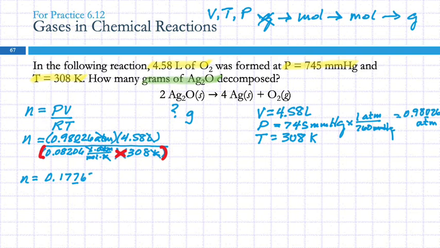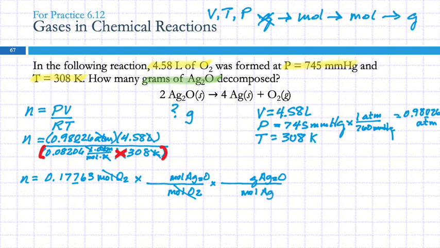So there's my moles. That's moles of oxygen. So now I'm here at my first moles, so I can continue using dimensional analysis. I'm going to convert from moles of oxygen to moles of Ag2O, and then to grams of Ag2O. Again, taking this first unit and bringing it down. So moles of oxygen comes down there. Those cancel. Moles of Ag2O down there, and those cancel.